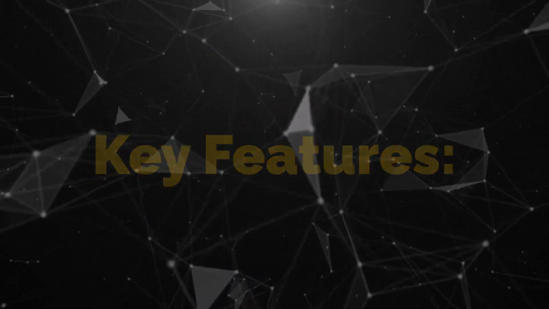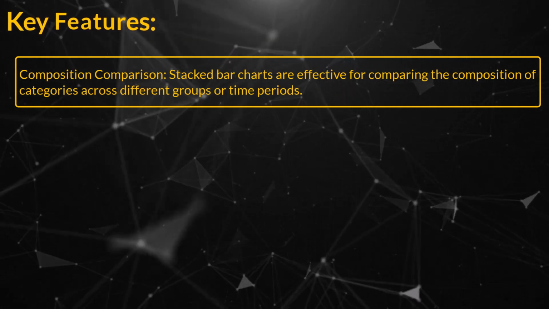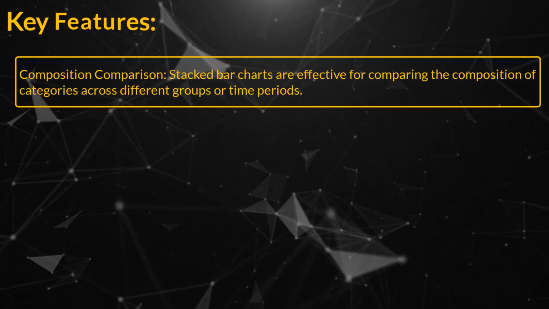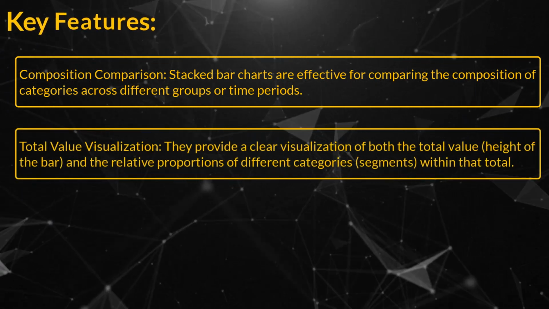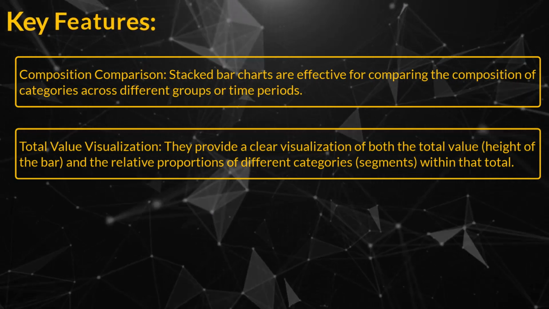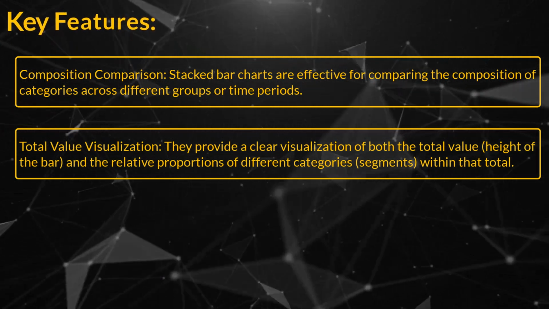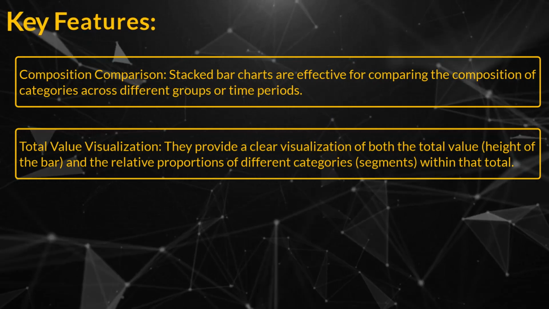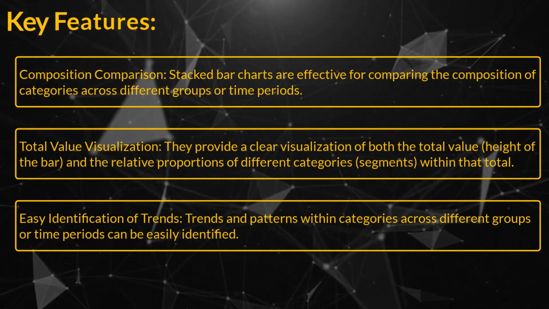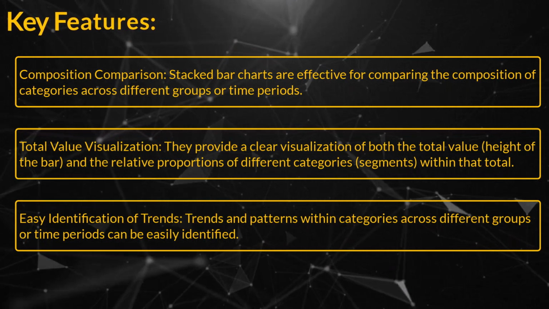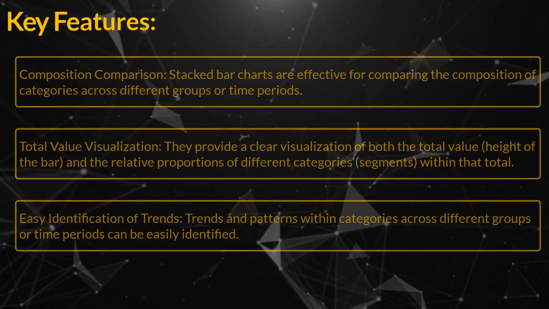Key features: composition comparison. Stacked bar charts are effective for comparing the composition of categories across different groups or time periods. Total value visualization. They provide a clear visualization of both the total value, the length of the bar, and the relative proportions of different categories, the segments, within that total. Easy identification of trends. Trends and patterns within categories across different groups or time periods can be easily identified.